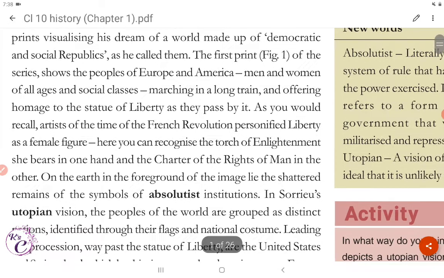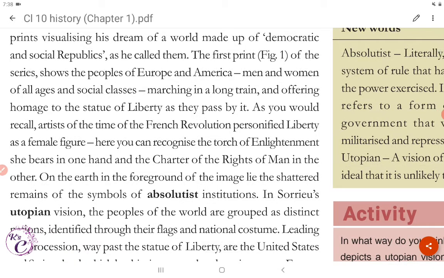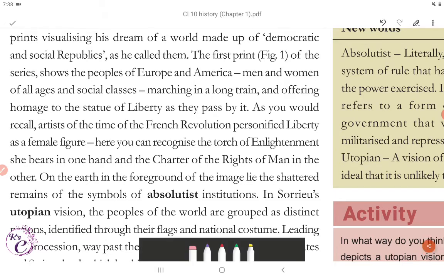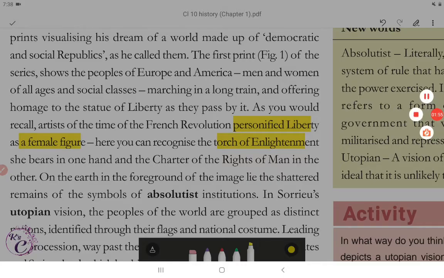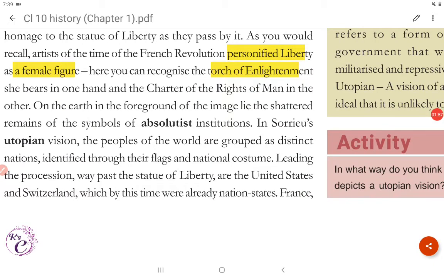As you would recall, artists of the time of the French Revolution personified liberty as a female. So they personified liberty as a female figure. Here you can recognize the torch of enlightenment she bears in one hand and the charter of the rights of man in the other. On the earth, in the foreground of the image, lie the shattered remains of the symbols of absolutist institutions.